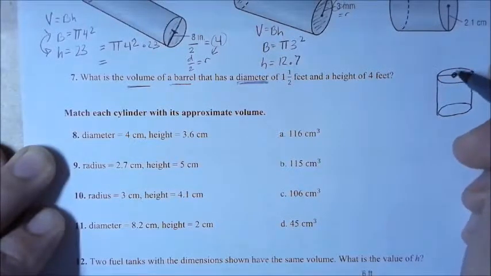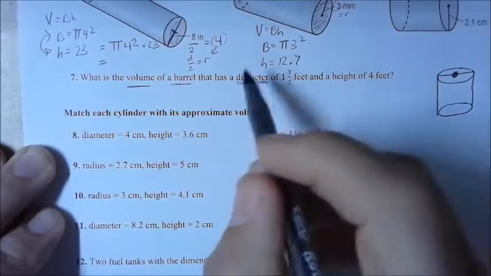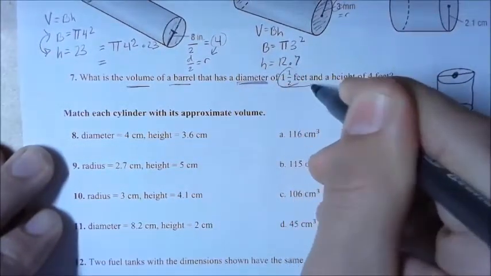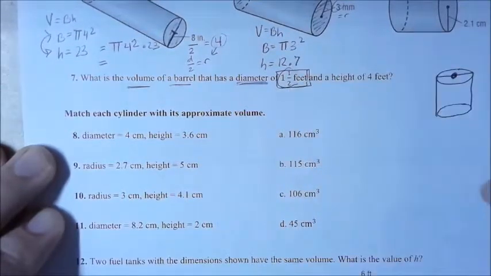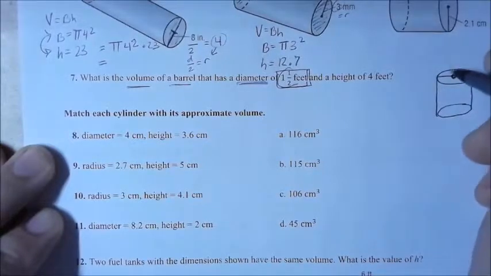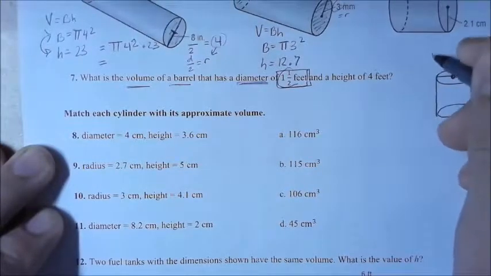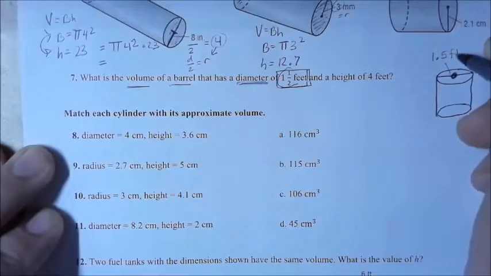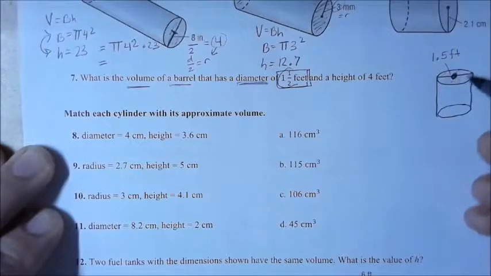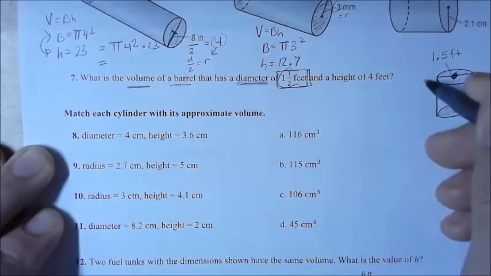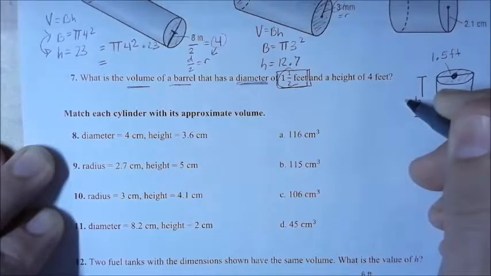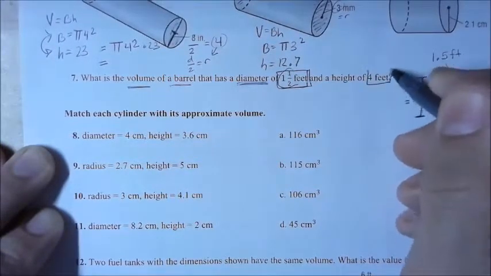And I recommend that anytime you get a word problem, you draw it out, because it's really helpful. A diameter of 1.5 feet. So I'm going to box that, 1.5 feet. I don't really like writing fractions, so I'm just going to write 1.5 as 1.5. So I'm going to draw a line from here. The diameter is 1.5 feet. And a height of 4 feet. Okay, well remember, if I shaded my bases, the height is the distance between the two bases. Remember, this is my height. And the height is equal to 4 feet.